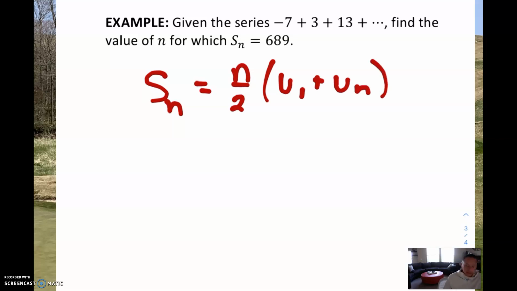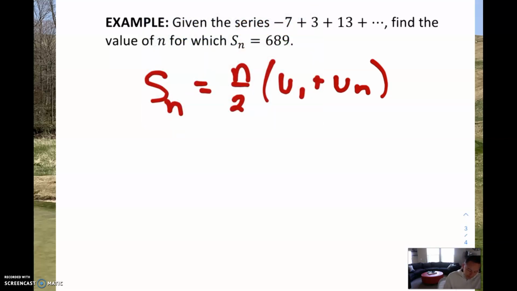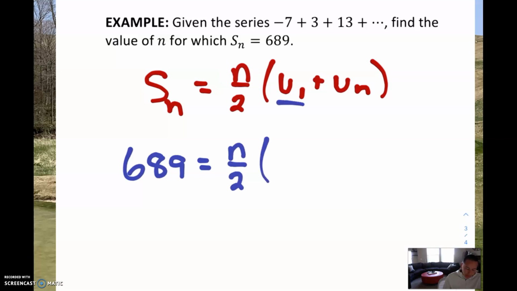And let's see what we can plug in here and replace. I'm going to pick a new color. We know that the sum is equal to 689, so I can replace this sum with 689. It's telling us to solve for this value of n. We don't know what n is, so we're going to leave that as n over 2. We know that u sub 1 is the first term, which in this case is -7.